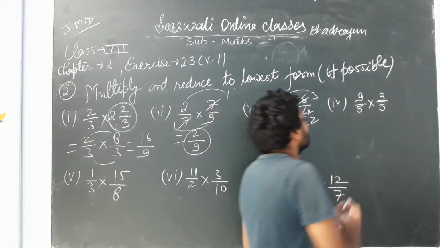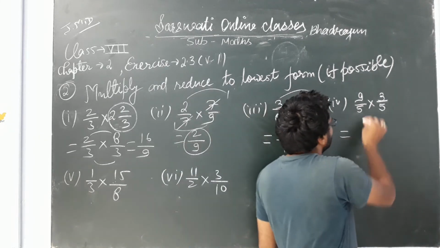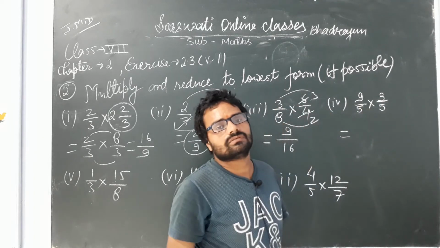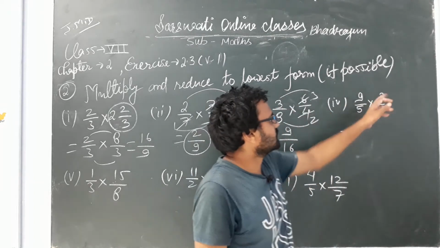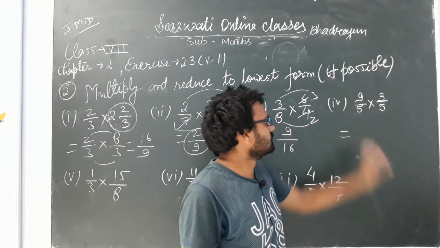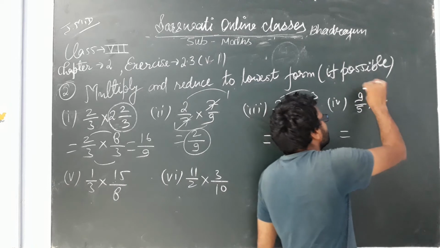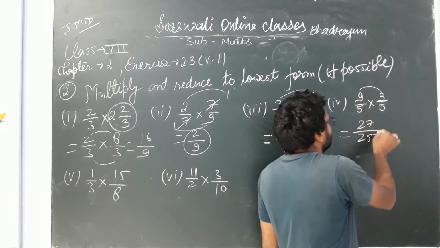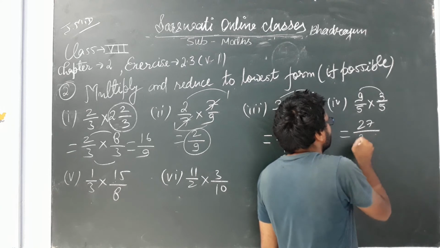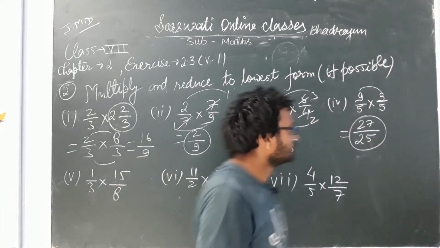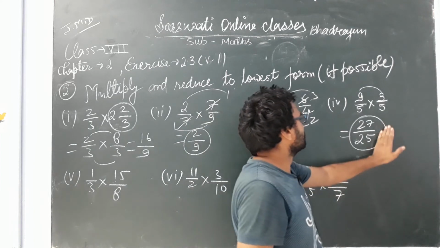Okay, in our next sum, what we will do is, here we are seeing no digit or no number in our numerator part is dividing any number in our denominator part. So we will simply multiply 9 3s are 27 upon 5 5s are 25. 27 upon 25 is our final answer.